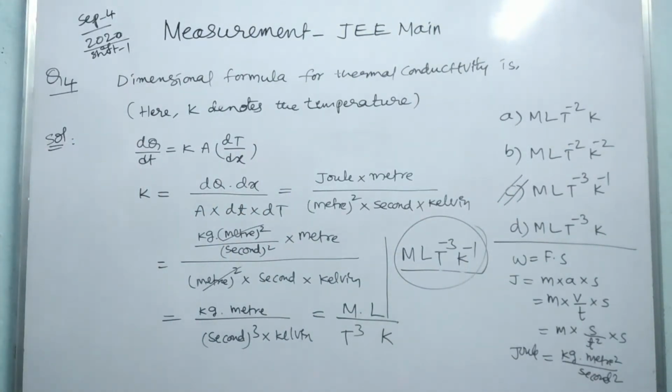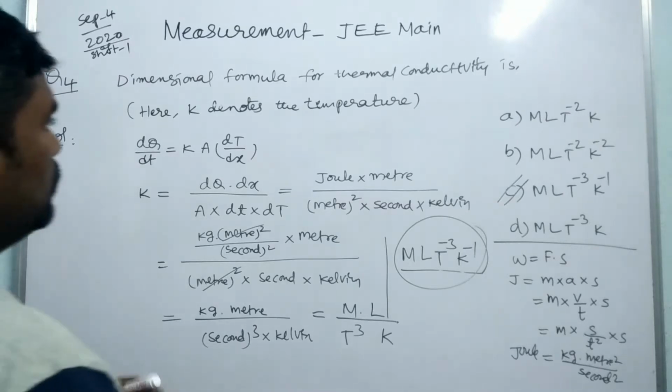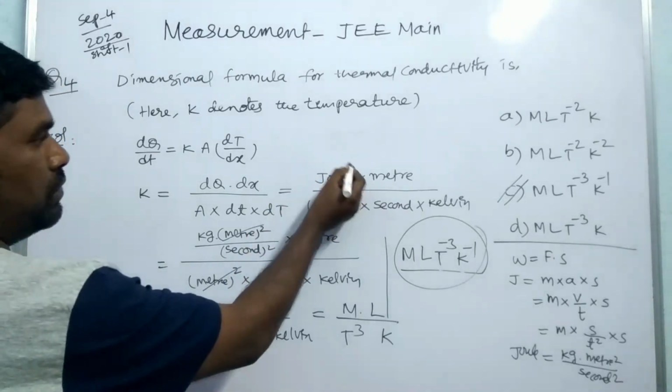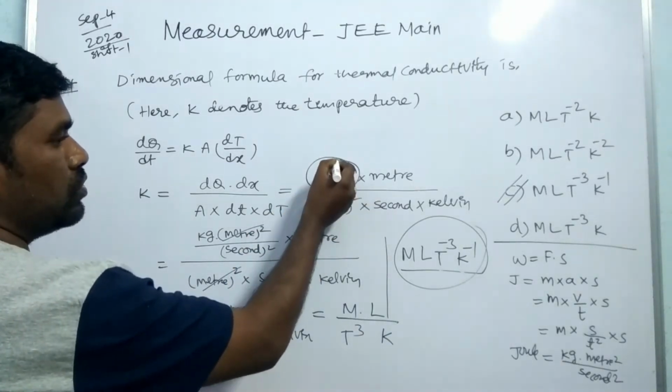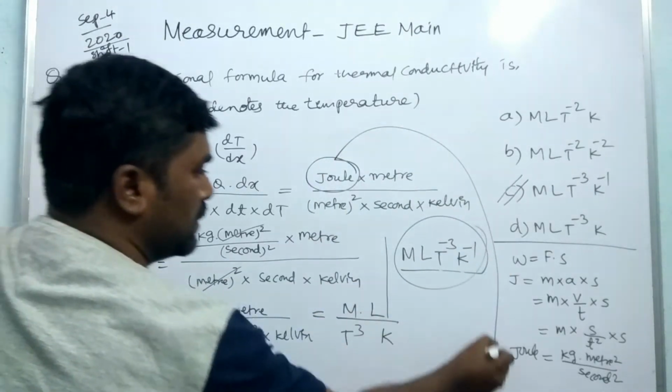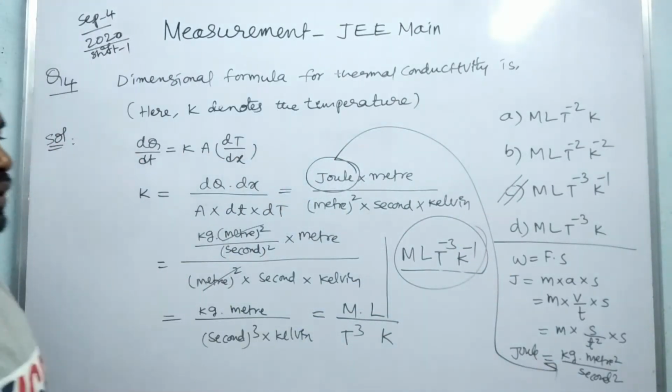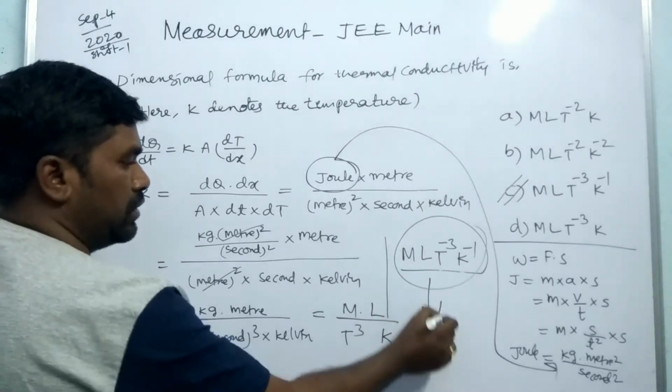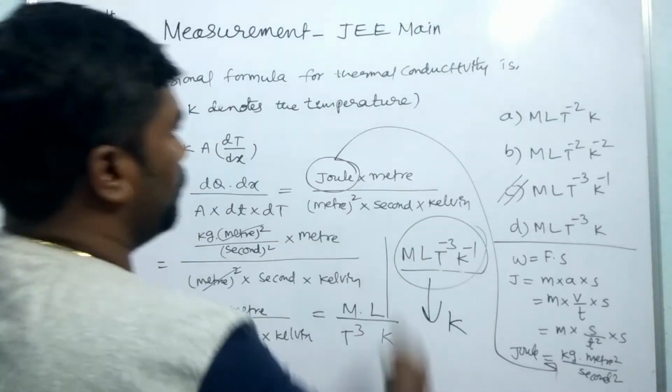Clear? Very simple. The simple logic here is that the joule should be converted like this: kilogram meter square per second square. Then you can get the answer M L T minus 3 K minus 1. So this is the thermal conductivity, which is K.